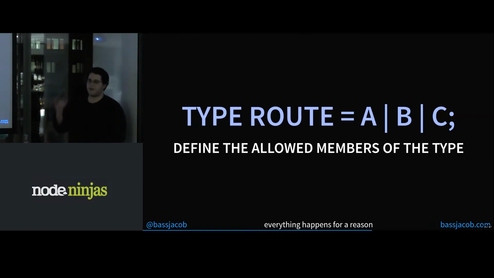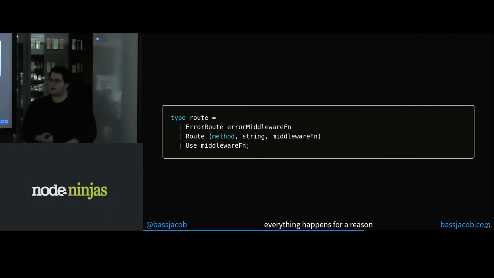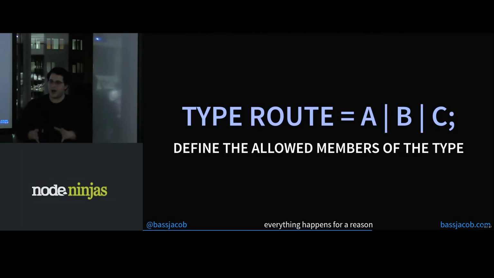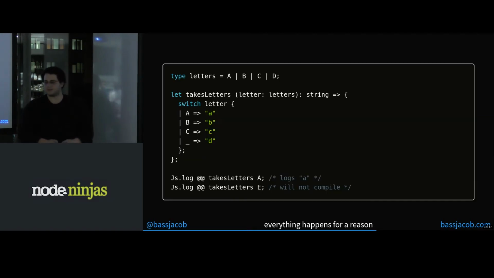If we have a function that takes a variable that is of the type route, it's either an error route or a route or use. So if we pass in anything that isn't one of those 3, it's not going to work. The compiler will fail. If we pass in something that's one of those 3, but we don't give it the right data, so we try and call error route, but we give it method, string, and middleware function, the compiler will fail. This gives us a really, really strong guarantee that everything that we set up for the controllers, for the routers, for the path handlers, for whatever you want to call them, our program is correct. So we define the allowed members, the allowed inhabitants of the type.